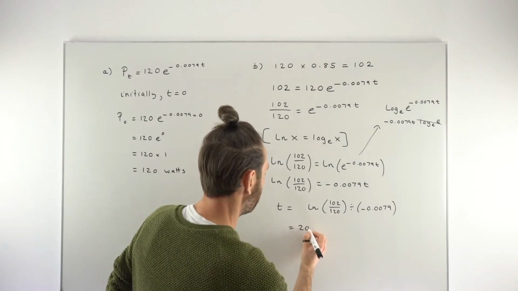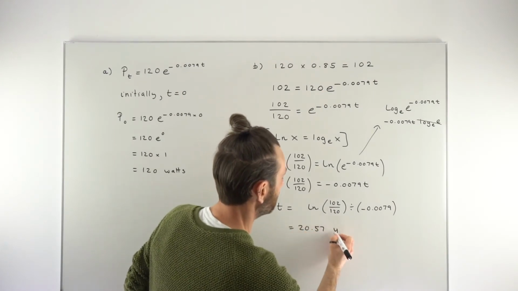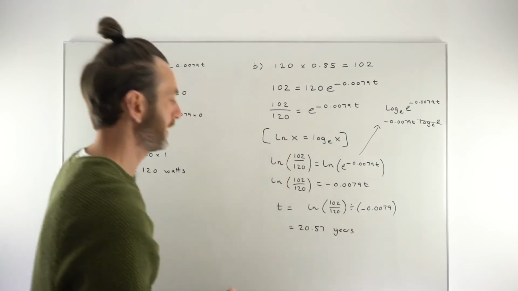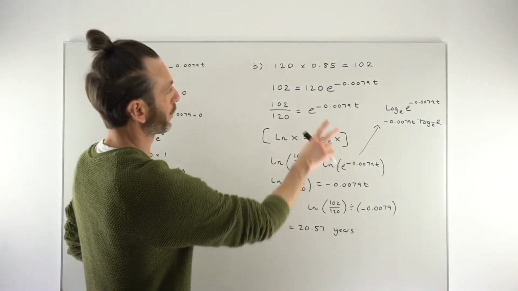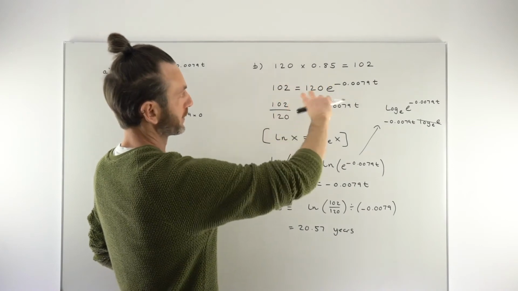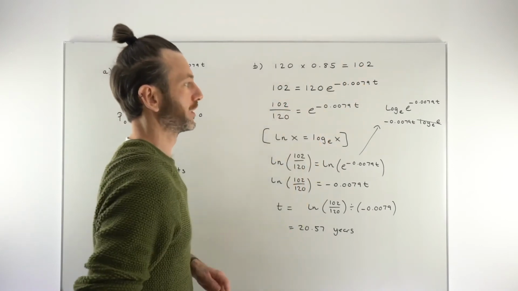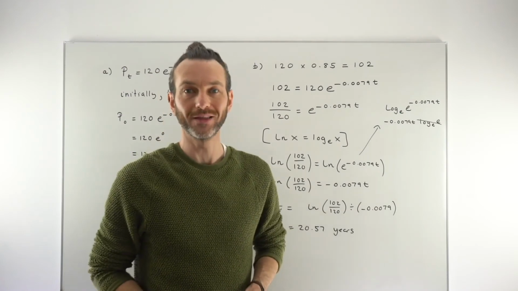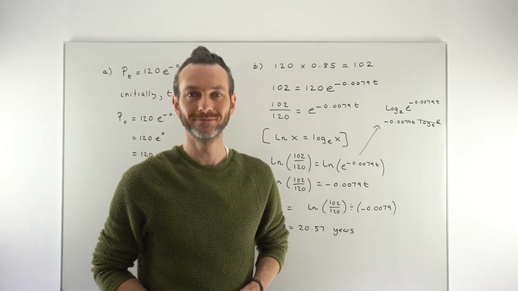So 20.57, the time is given in years. So it's going to take 20.57 years apparently for the power to be reduced by 15%, or in other words, to take the power down to 102 watts. So that's the solution for that question.